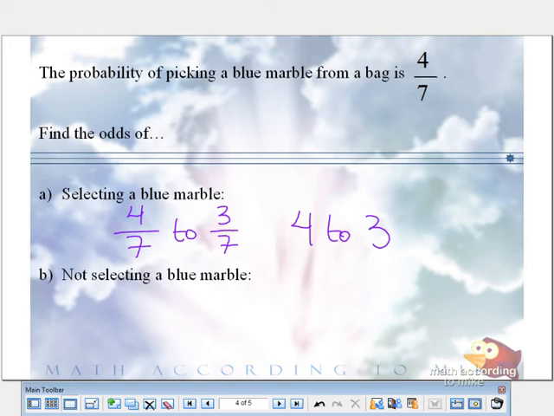Sure, if the probability of picking a blue marble is 4/7, then the probability of not picking it, we would subtract that from 1. So 1 minus 4/7. Is that okay? In other words, assuming there's 7 marbles in the bag, 4 of which are blue, 3 of which are not blue. So that's another way of thinking about the A and the B.